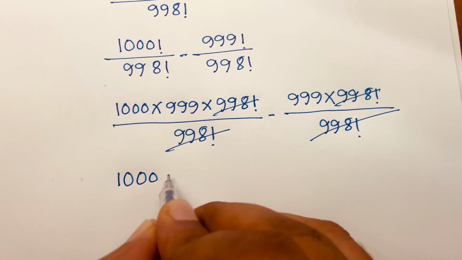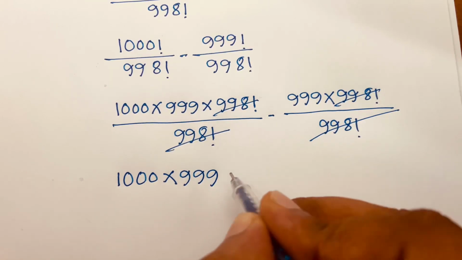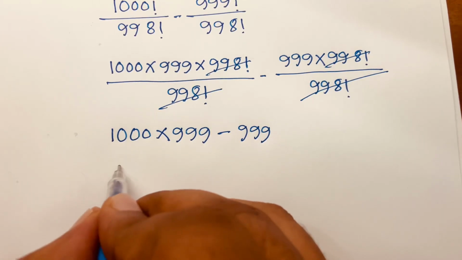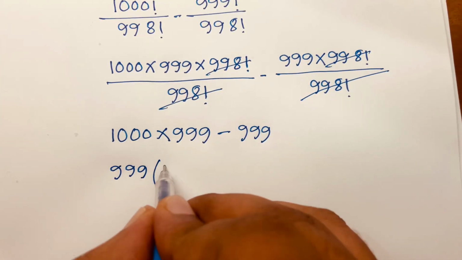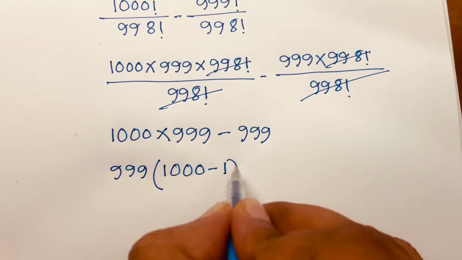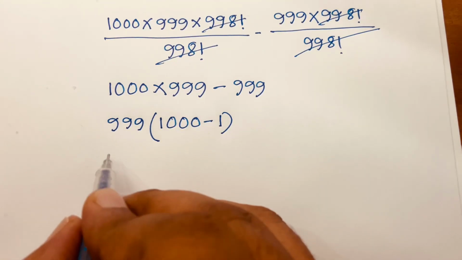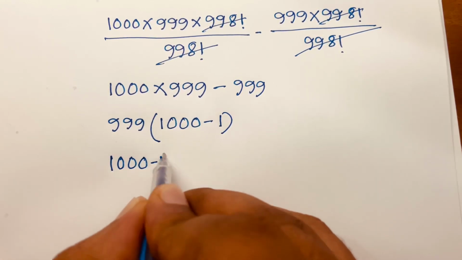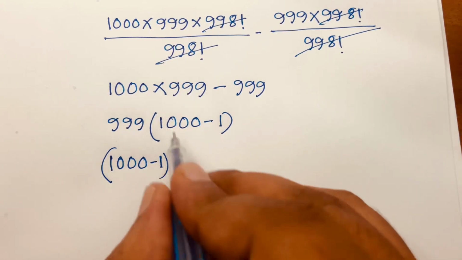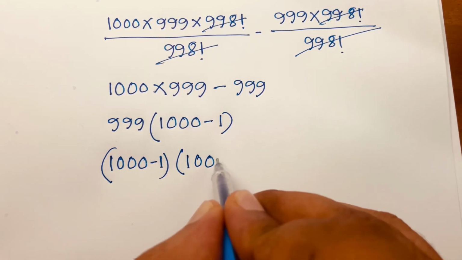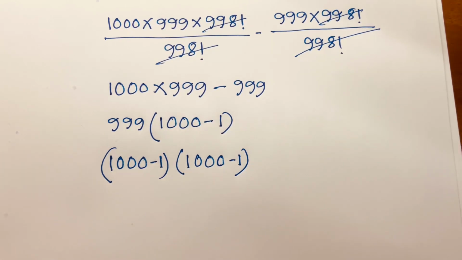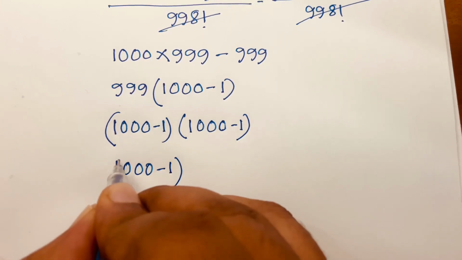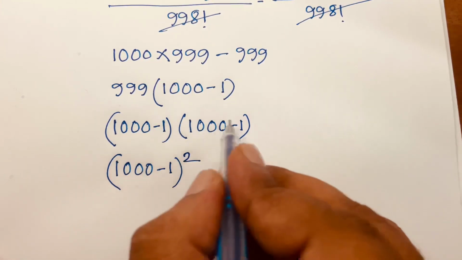1000 times 999 minus 999. Then I can easily see 999 is common, so it will be 999 times (1000 minus 1). Then I can say 999 will be 1000 minus 1, and here is 1000 minus 1. Then it will be (1000 minus 1) to the power of 2, because of that, here is 2 terms.